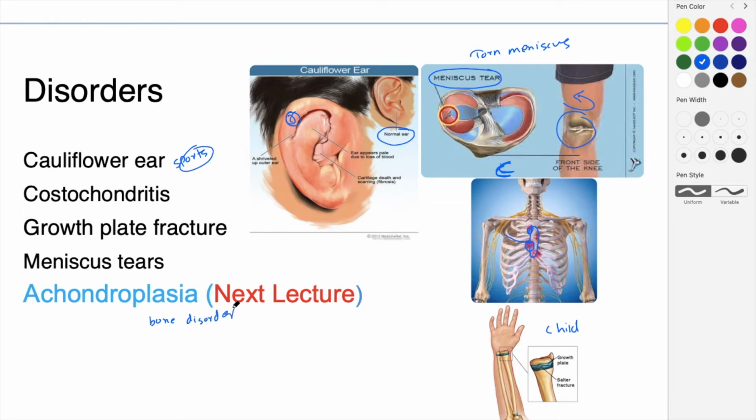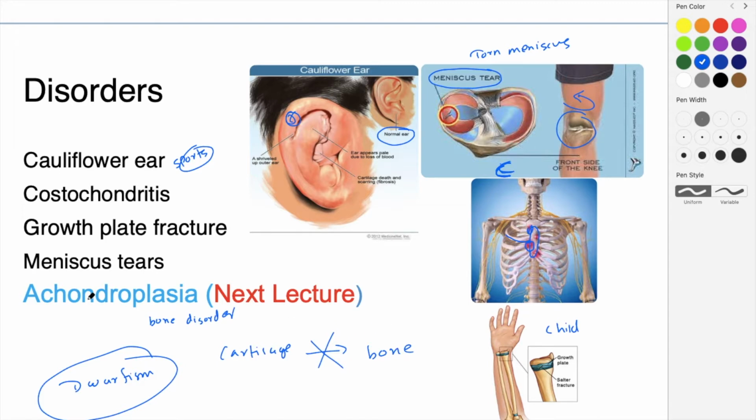What happens here is that the cartilage can't change into bone. Usually, cartilage should change into bone during development, but it cannot. If it somehow stops, then it's going to result in a disorder called dwarfism. So achondroplasia leads to dwarfism.